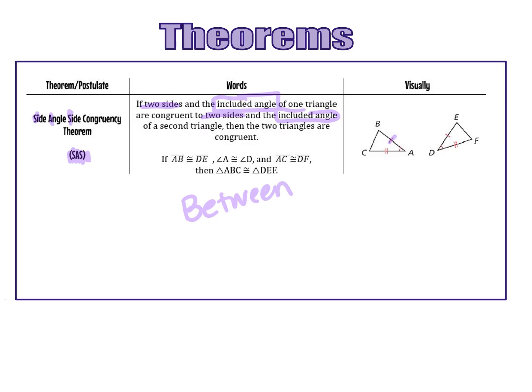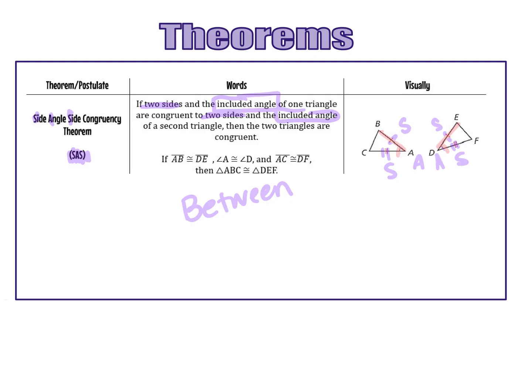So we have a side number one here. We have an angle, and then on the other side of that angle, we have another side. So side, angle, side. They have to all be connected, and they have to go in that order. Side, angle, side. If we can show that we have a congruent side, a congruent angle, and another congruent side in that order, we can determine that two triangles are congruent by the side-angle-side theorem.